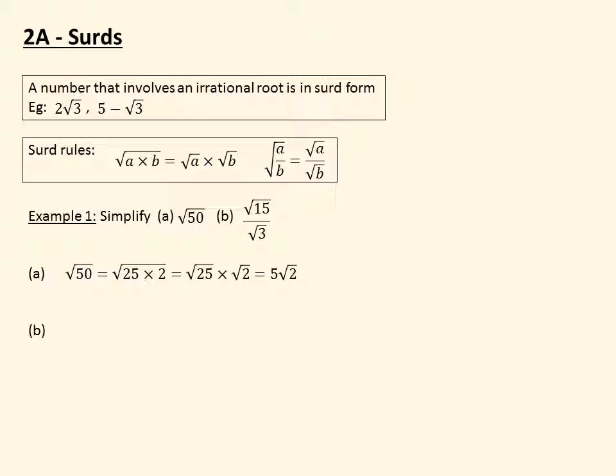Part B. This is the second result. If we take the root outside of both numbers, we can now simplify 15 over 3 down to 5. So the answer is root 5.